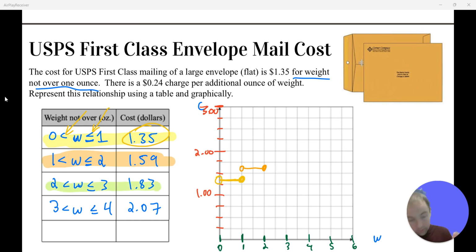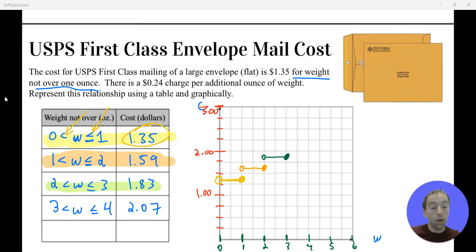You're just going to have little steps that are growing staircase-wise, because as it weighs more, it's going to start to cost quite a bit more, right? So between 2 and 3, it's going to be $1.83, which is somewhere right there. And then the pattern goes on, right?